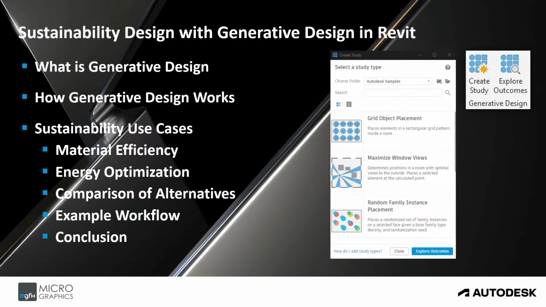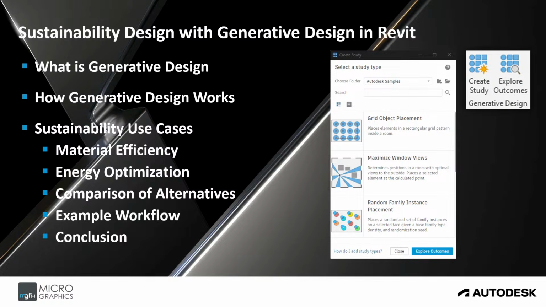Material efficiency. Generative design in Revit can help architects optimize the volume and type of materials that are used in a project. For example, algorithms can test configurations that minimize the quantity of concrete, steel, or other high embodied carbon materials while ensuring the structure remains safe and functional. By reducing unnecessary material usage, generative design not only cuts down costs, but also lowers the environmental impact of construction. This can be especially effective in projects targeting low embodied carbon or seeking certifications like LEED.